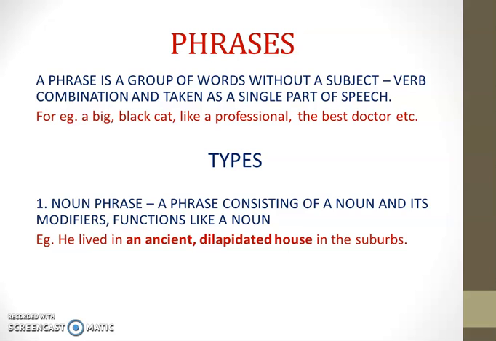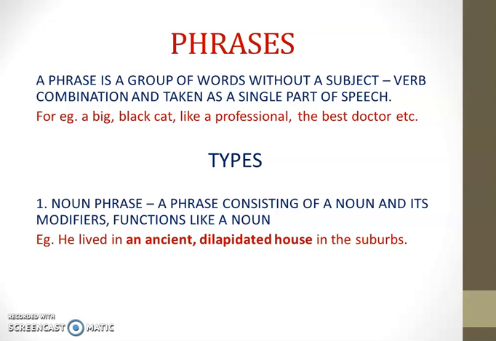So all these words together constitute the noun phrase. And the speciality of a noun phrase is that it functions in a sentence exactly like a noun. That is, it can function as a subject, it can function as an object, and it can also function in association with a preposition as a prepositional object. That's what you see in this example here. The noun phrase an ancient dilapidated house is associated with the preposition in. So it is functioning as a prepositional object.